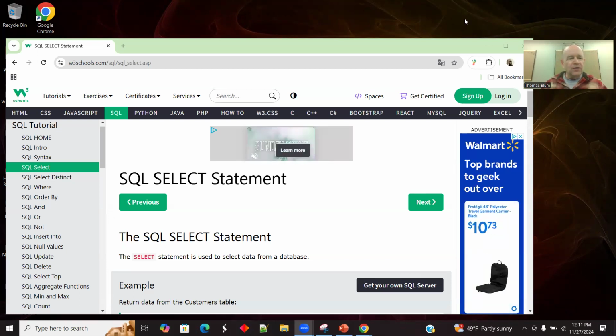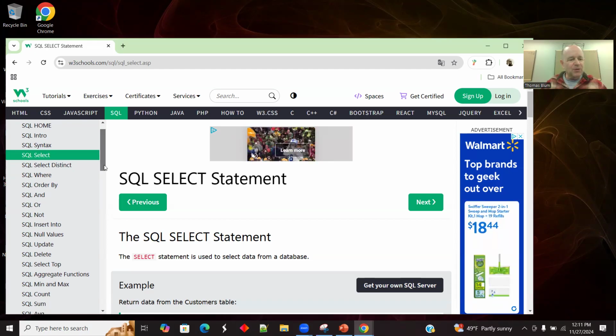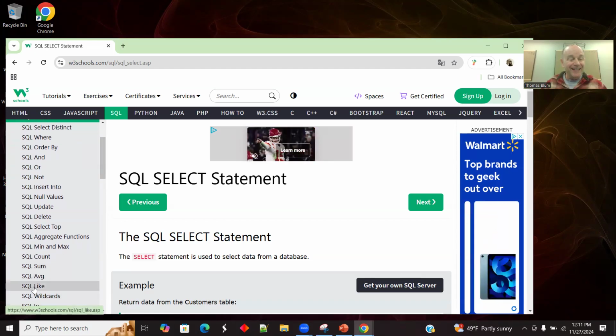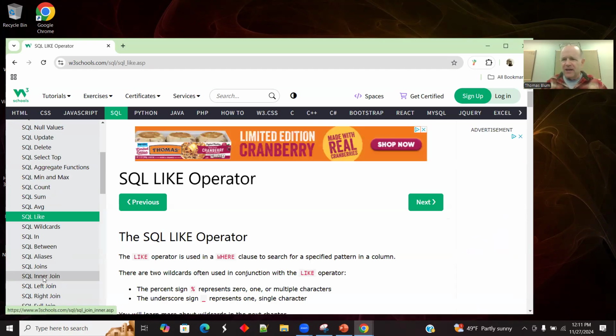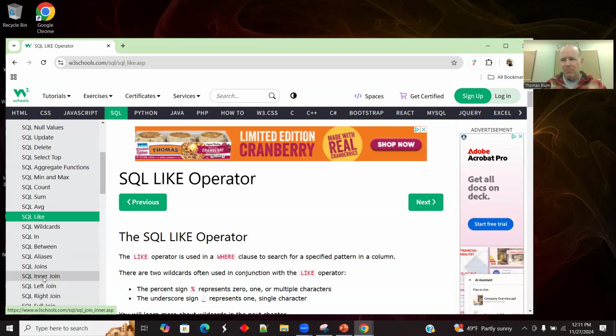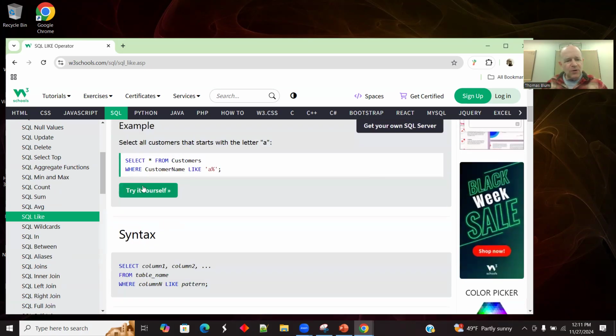So in our first example, we want to show a like. Instead of something being exactly equal to something, we're going to say that it's like. We know maybe some part of it, but not the whole thing. And so here we're going to go.